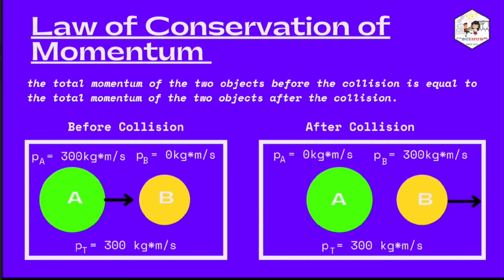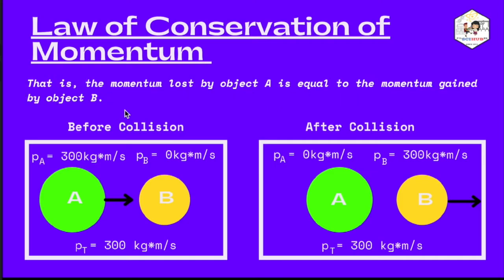Now, after collision, so let's say nagbanggaan na sila, object A has a new momentum of 0 kilogram meters per second. So it stopped. It totally stopped. While object B gained a momentum of 300 kilogram meters per second. So siya naman yung gumalaw. And we can see that the total momentum in this scenario is still 300 kilogram meters per second.